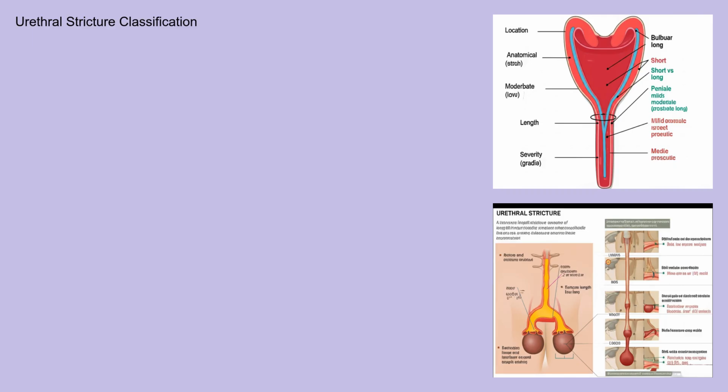Urethral strictures can be classified based on several factors, including their location, length, and severity. Anatomically, they can occur in the bulbar urethra, the penile urethra, or the membranous urethra. Strictures can also be classified by their length, with short strictures being less than 2 cm and long strictures exceeding that length. Furthermore, they can be graded based on their severity, ranging from mild narrowing with minimal symptoms to complete obstruction. These classifications help guide treatment decisions and predict outcomes.